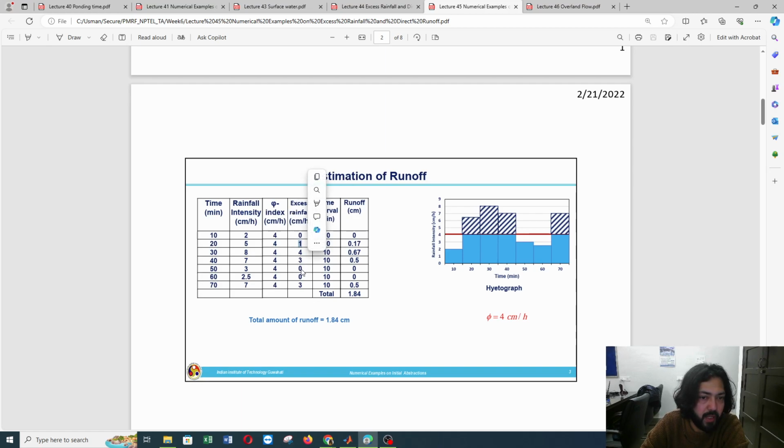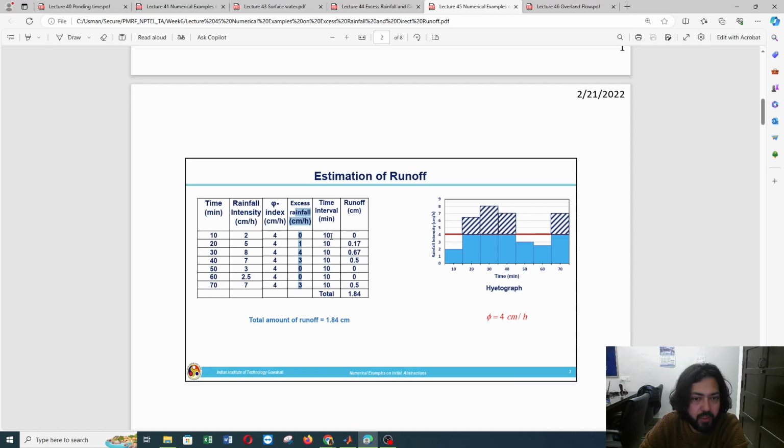So our aim is to calculate excess rainfall in centimeter per hour. Once we know the value in centimeter per hour, all we need to do is multiply it with the time period to get the value of runoff. So if we look at this column here, this column gives us the intensity of excess rainfall, which is in centimeter per hour. We know the time interval is 10 minutes. So if we multiply excess rainfall with the time interval, we get the value of runoff. But the condition is that we need to convert minutes into hours, right?